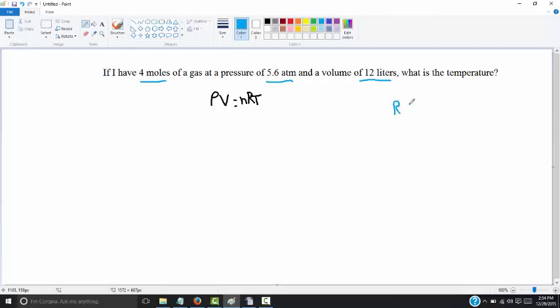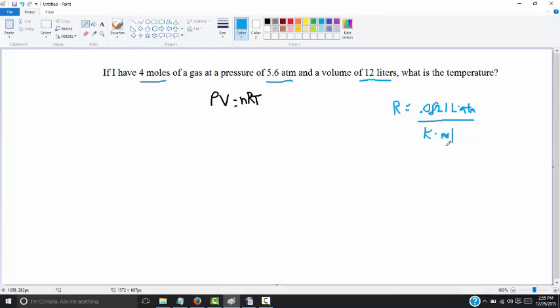R will equal 0.0821 liters atmospheres, all over Kelvin times mole. Now this is the most common way to represent the value for R, that constant 0.0821 liters atmospheres, all divided by Kelvin mole. There are other values, but this is the way that you will often see it represented. And this is important because you must use these correct units. You have to use liter and atmosphere and Kelvin and mole.